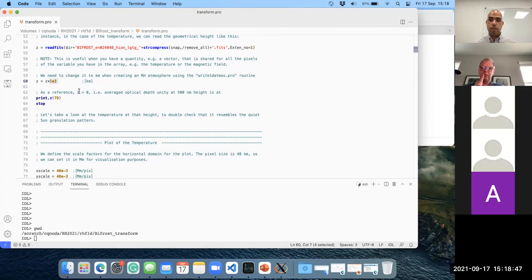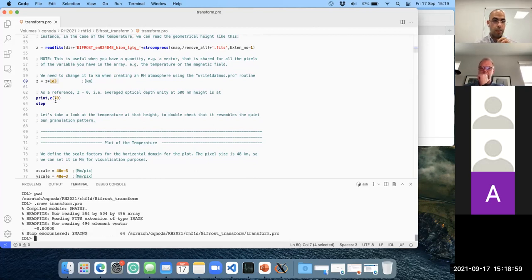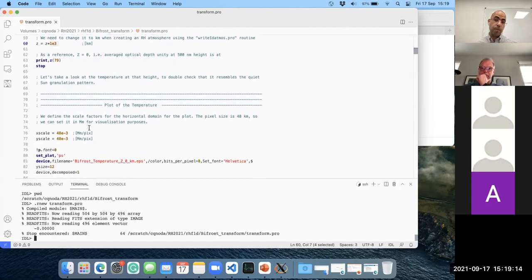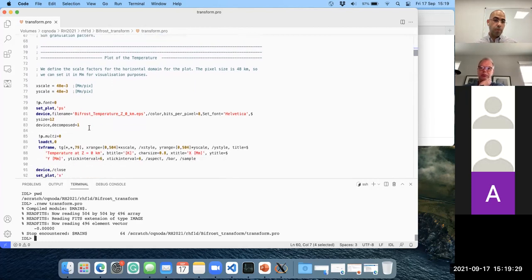Okay. So if you want to check where I start, I already did it for you. In transform.pro, you will see that the index 79 is 0. So at that height, it's Z equals 0 and it's approximately optical depth unity at continuum at 500 nanometers. Let's take a look at the temperature at that height, just to have a feeling if the temperature looks reasonable, for example if we see the granulation pattern. Okay, so then I'm going to do a plot.